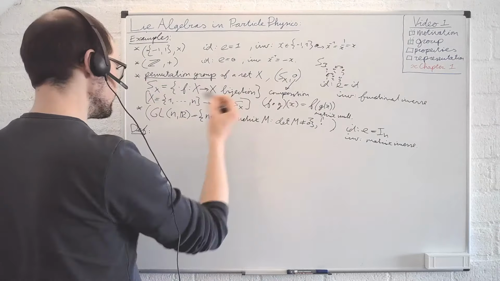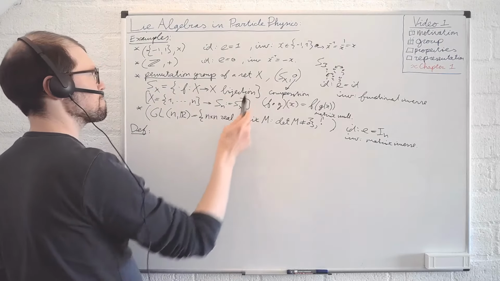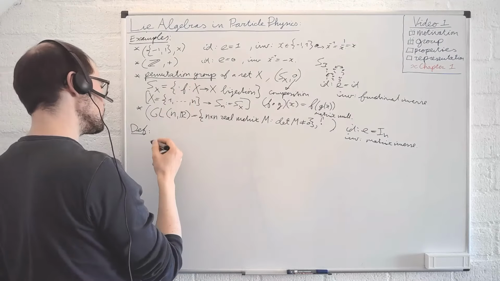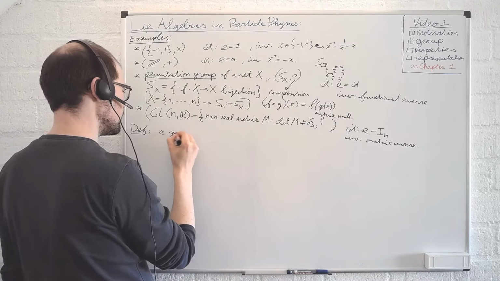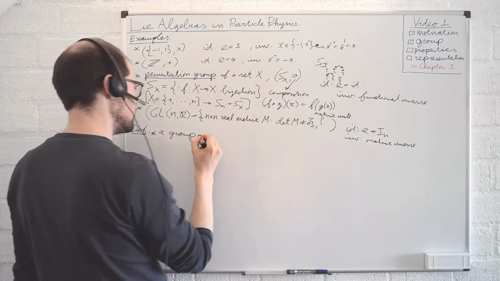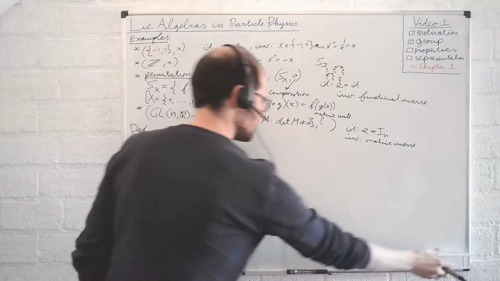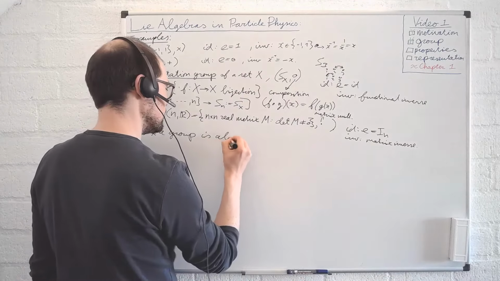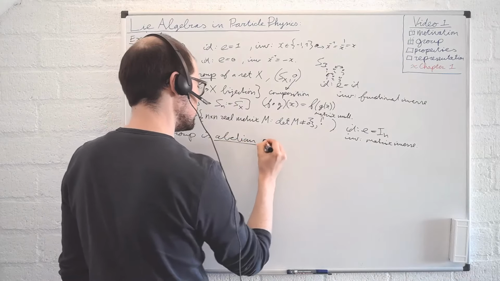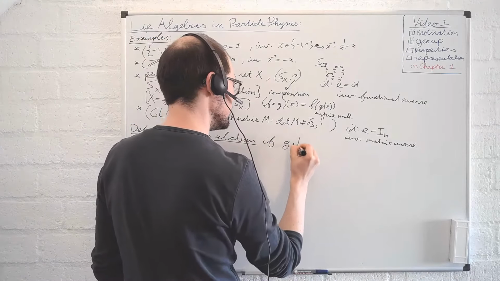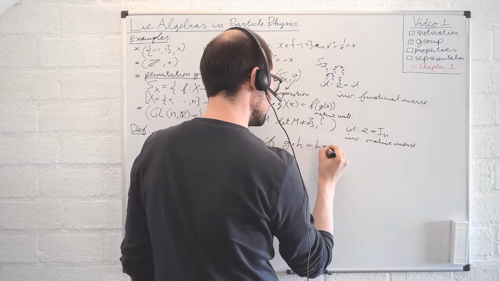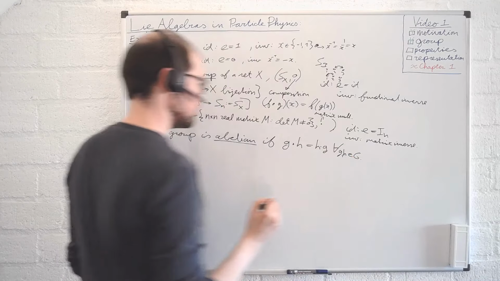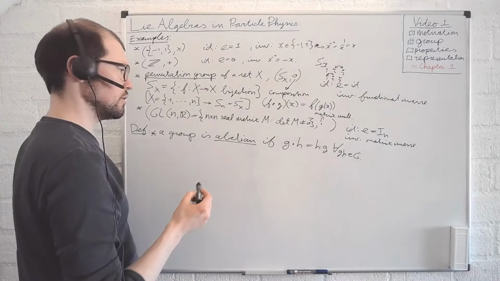So we call groups that satisfy the property that it does not depend on the order abelian. So a group is abelian if GH is equal to HG for all pairs of elements of the group. And otherwise we call it non-abelian.